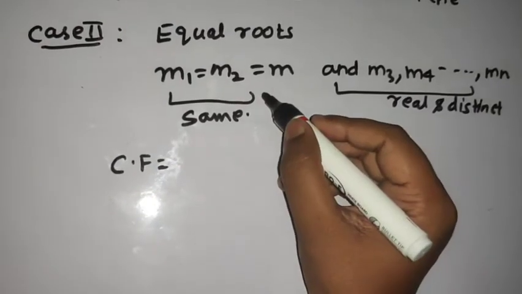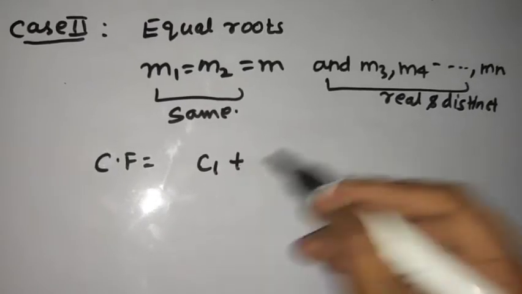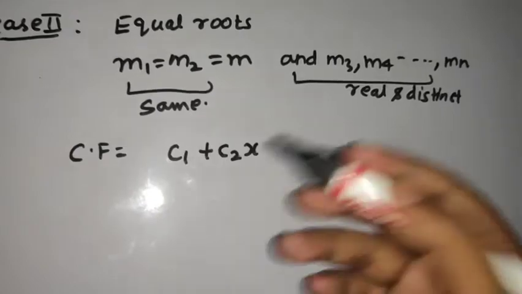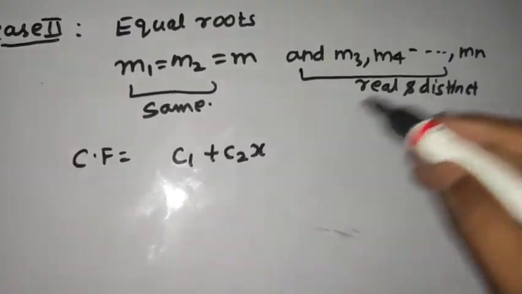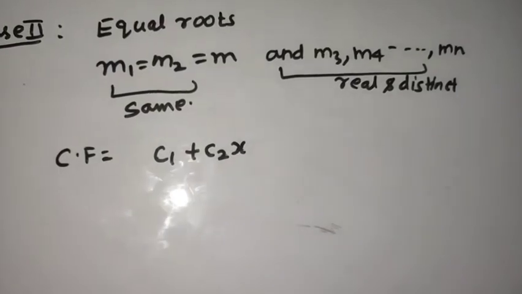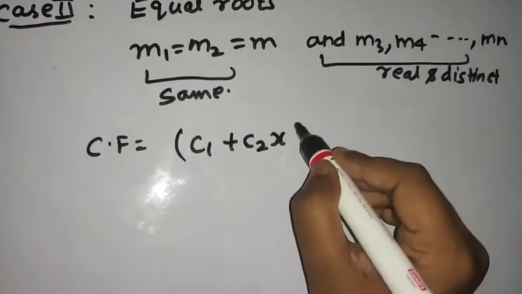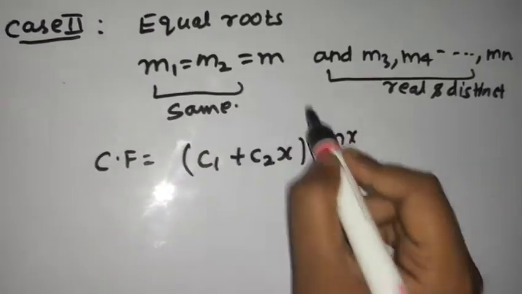In case they are equal, start with c1, then keep on multiplying by x. So c2 into x. If c3 were there, if 3 roots were equal, then c3 into x square, c4 into x cube, c5 into x power 4, so on, and then multiply this by e power mx. Now this m is the equal root.